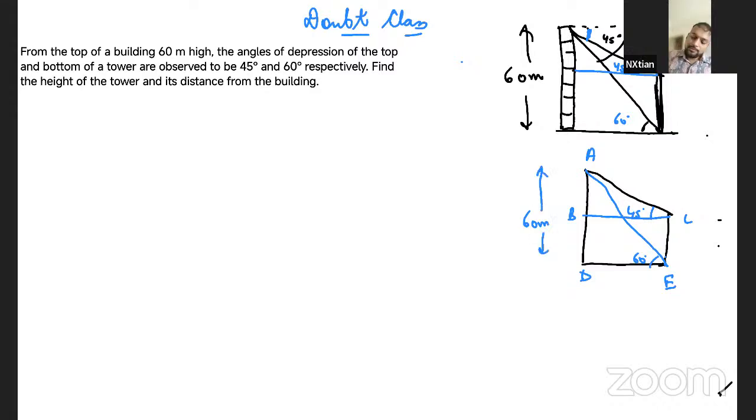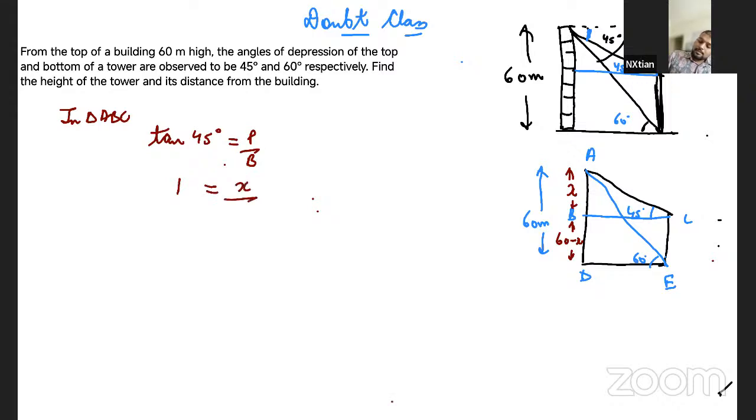Now we have to solve it. For the solving part, I'm taking this as x, then this will become 60 minus x. So in triangle ABC, tan 45 degrees is equal to perpendicular upon base. Tan 45 degrees is equal to 1. Perpendicular is x, base I don't know, so the base will become x.